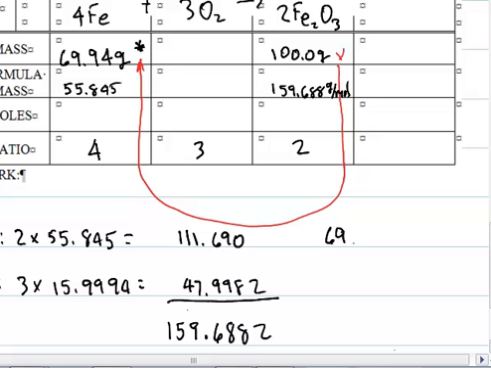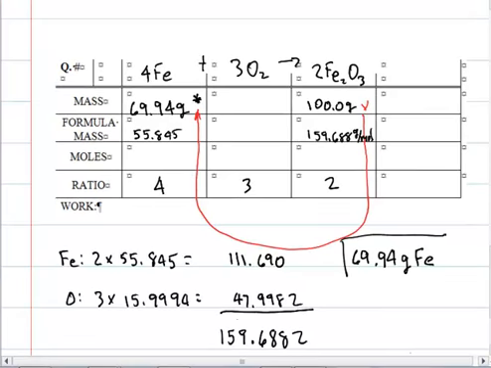So we'll write that down here, 69.94, and I used 4 significant figures there because that's what I had in the 100.0. And again, remember, tell me grams of what? Grams of Fe. There's our answer.